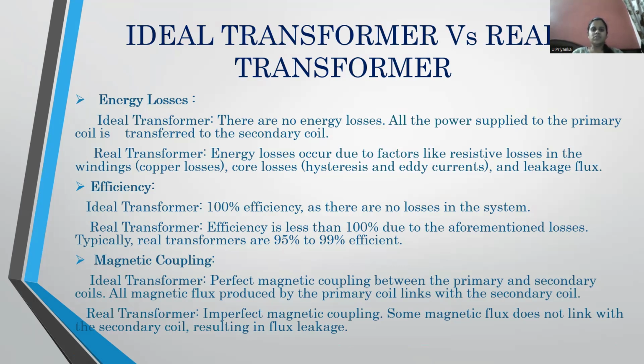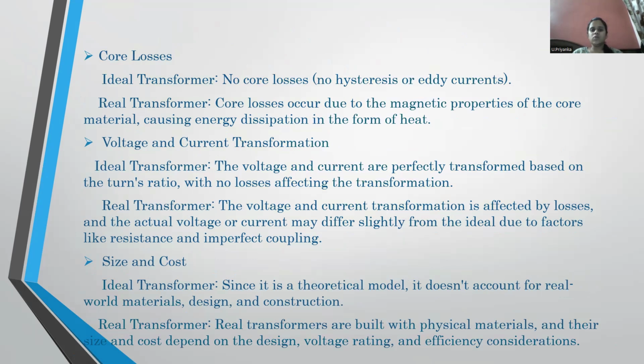And coming to the core losses, in an ideal transformer, no core losses take place, that is, no hysteresis or eddy currents. But in a real transformer, core losses occur due to the magnetic properties of the core material, causing energy dissipation in the form of heat. Voltage and current transformation. In an ideal transformer, the voltage and the current are perfectly transformed based upon the turns ratio, with no losses affecting the transformation. But in a real transformer, the voltage and current transformation is affected by losses.